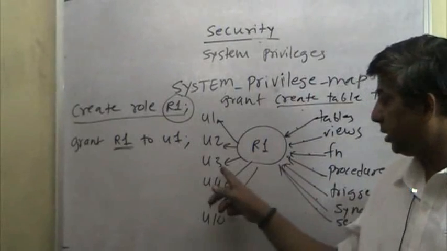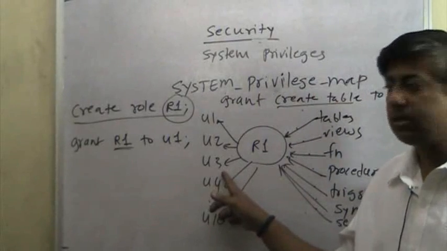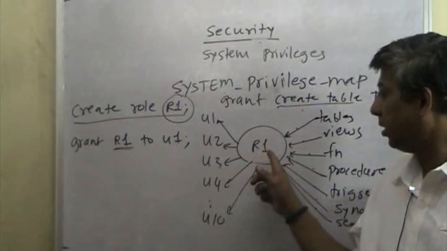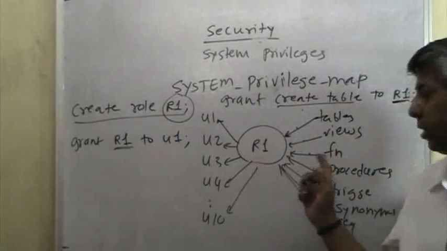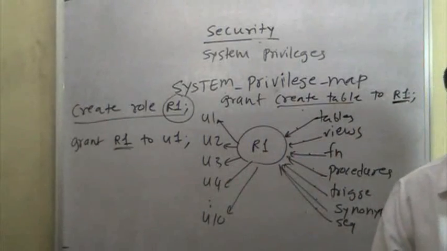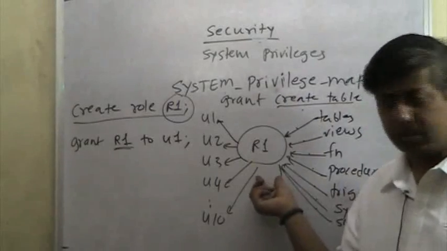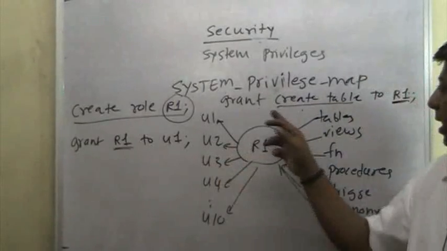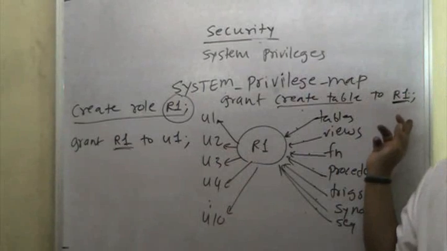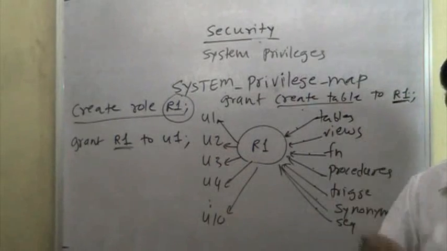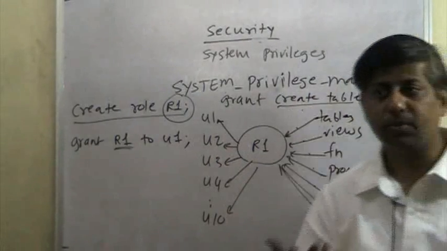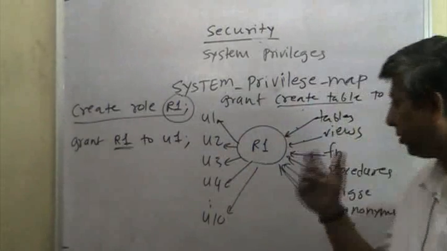If tomorrow user 3 leaves the organization, I will say revoke R1 from U3. Revoke R1 from U3. So R1 will act as a privilege when we are granting it, and when we are granting it to something, it will act as a user. That is what I meant by sometimes it will act as a user, sometimes it will act as a role. That is what the concept of a role is.